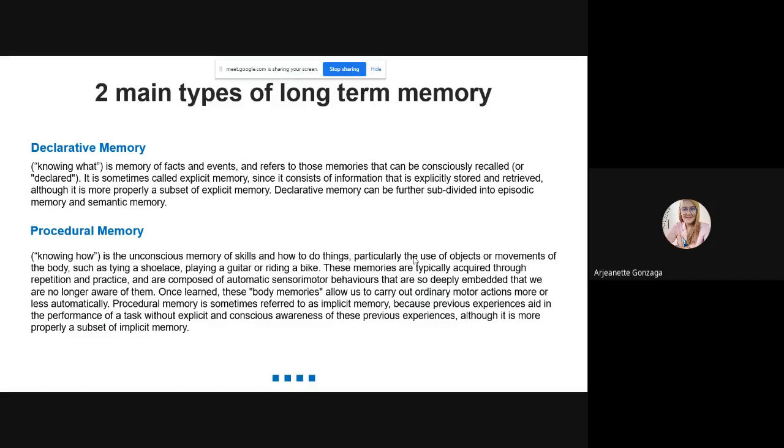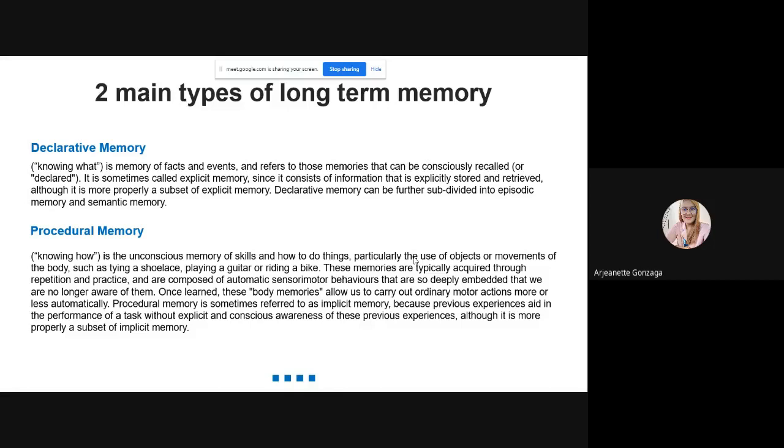So, we have our two main types of long-term memory. We have the declarative memory or yung knowing what it is, the memory of facts and events, and refers to those memories that can be consciously recalled or declared. So it is sometimes called explicit memory since it consists of information that is explicitly stored and retrieved, although it is more properly a subset of explicit memory. So declarative memory can be further subdivided into episodic memory and semantic memory.